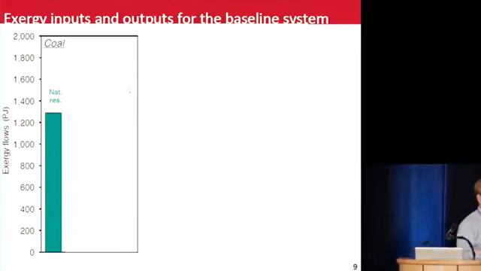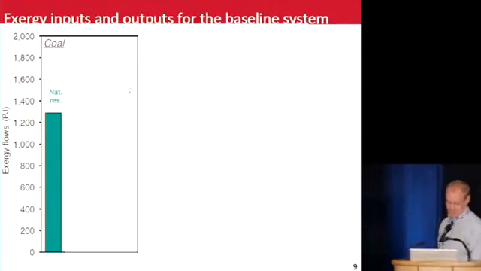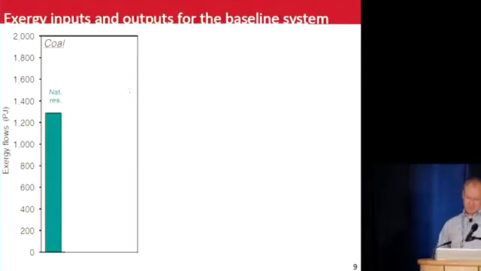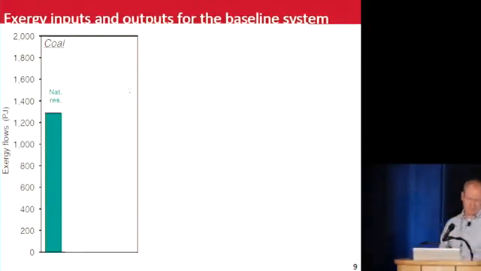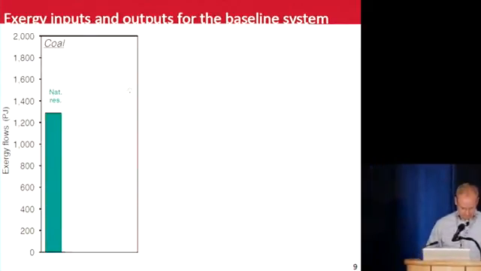So just some results. This is the baseline NETL system without CO2 capture, so this is just normal coal. Over the life of the plant, it takes in about 1,300 petajoules of natural resource exergy. The vast majority of this is in the form of chemical exergy of coal, but also exergy of ores, iron ores to make steel, and other input materials.